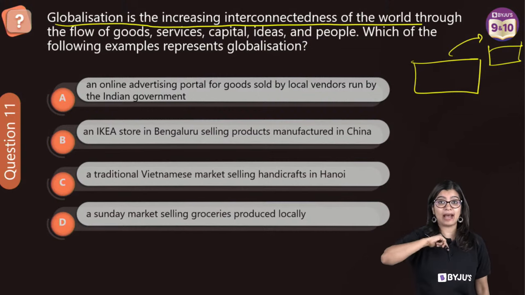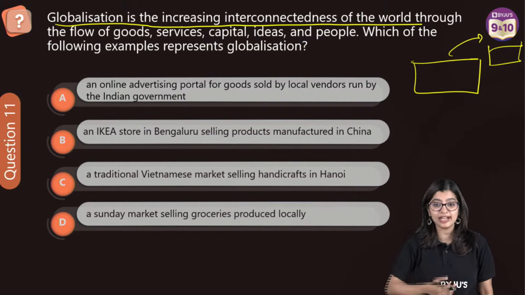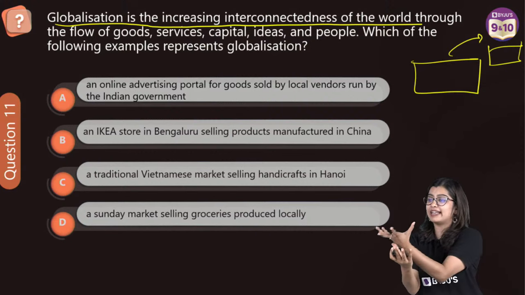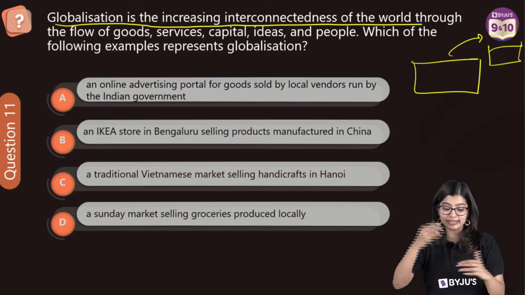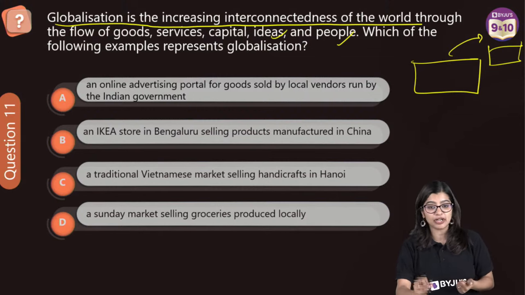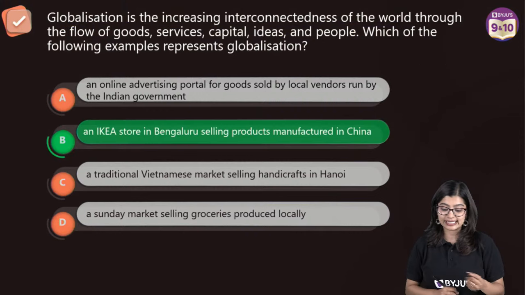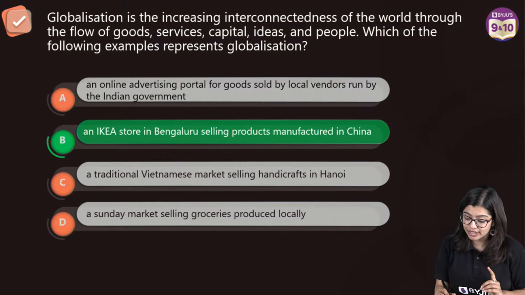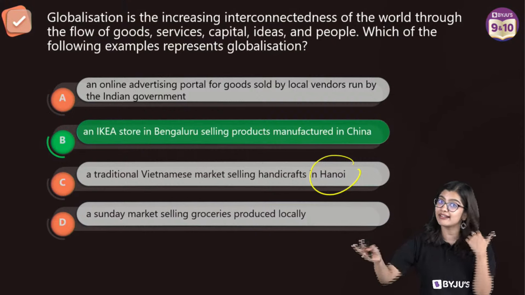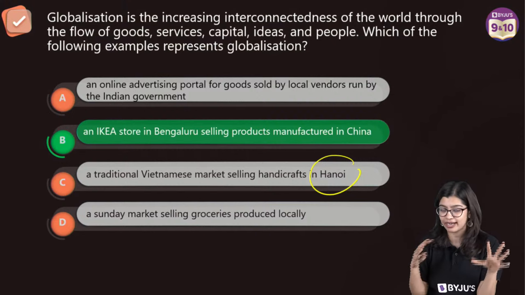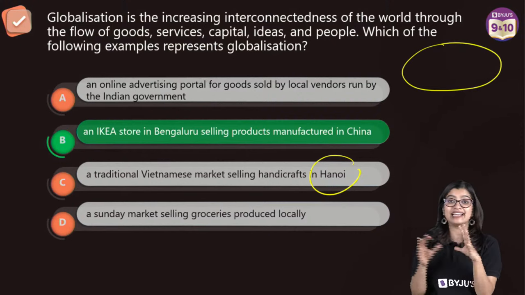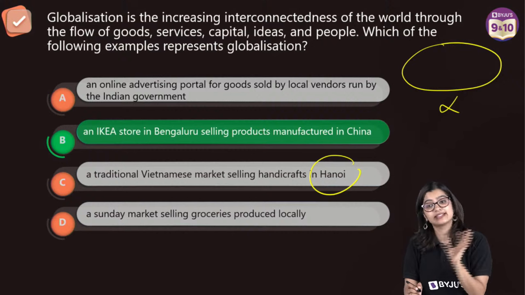So there, what happens? We're bringing in culture, right? We're bringing in products from a different country and sending them to another country, which brings in a flow of goods, services, ideas, and people. So in this particular case, we see that the correct answer is option B. Because if you look at a traditional Vietnamese market selling handicrafts in Hanoi, there is no interconnectedness of different cultures and people. It's happening within the same country. Or similarly, a Sunday market selling locally. No. Hanoi is a place in Vietnam itself.